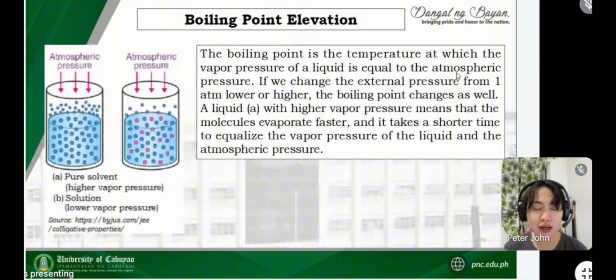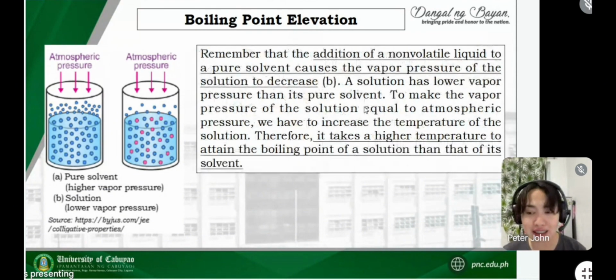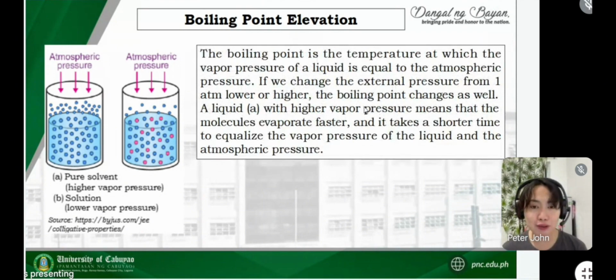the boiling point elevation. Boiling point again is the temperature at which the vapor pressure of a liquid is equal to the atmospheric pressure. If we change the external pressure from 1 atm to lower or higher, the boiling point changes as well. So remember, the atmospheric pressure also changes once we change the standard pressure. This standard atmospheric pressure is the reference point, based on above sea level.